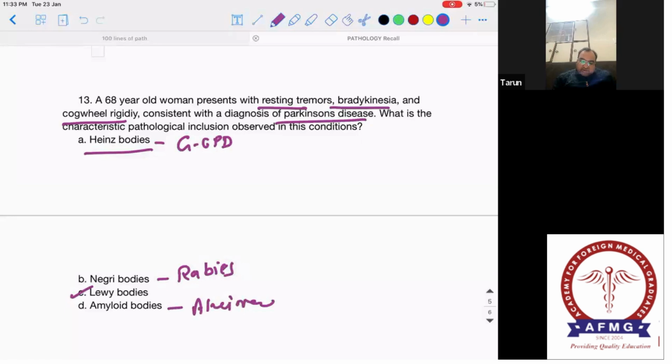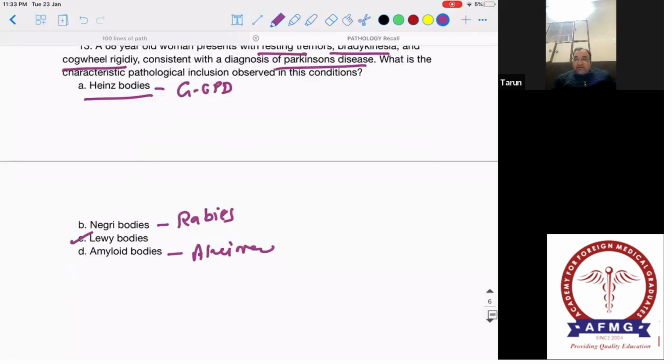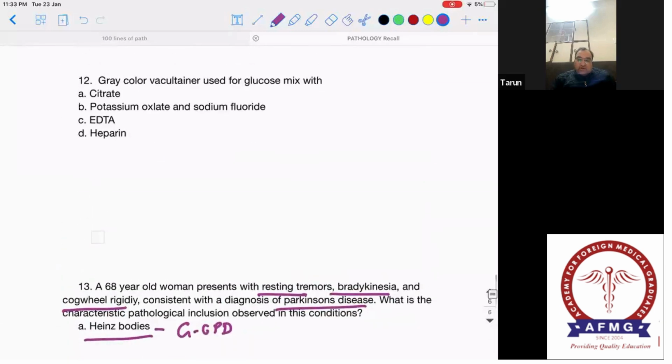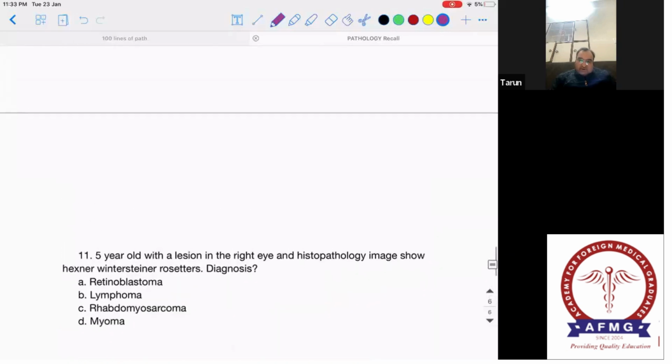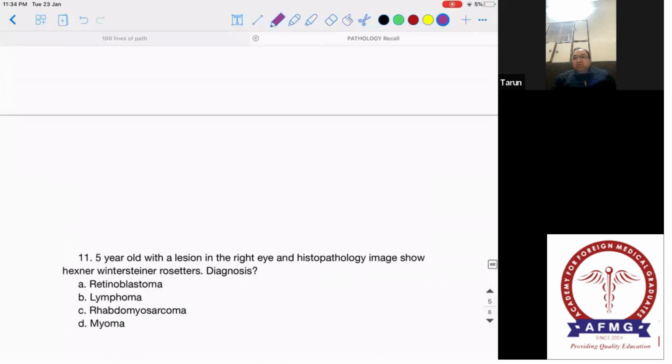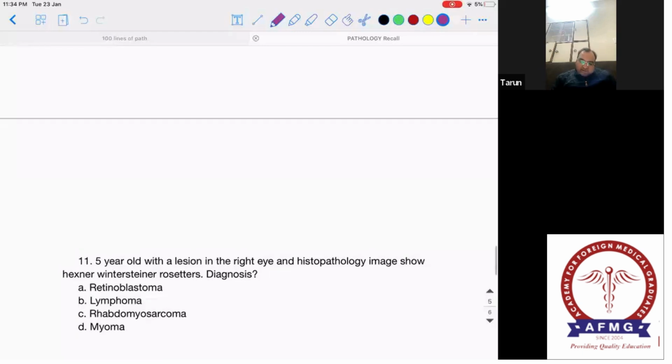So you can easily rule out all the other conditions. Then you will have only one body left, that is the Lewy body. So Lewy bodies are characteristic of Parkinsonism. And the second condition where you can see Lewy bodies is Lewy body dementia. So if Lewy body dementia is given in the option, that will be the right answer. If only Parkinsonism is given, then that will again be the right answer.